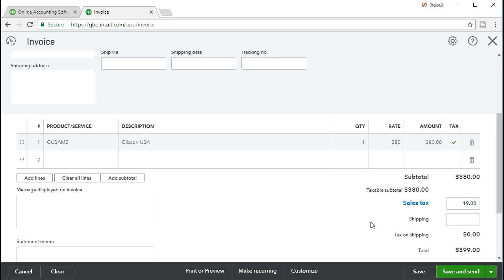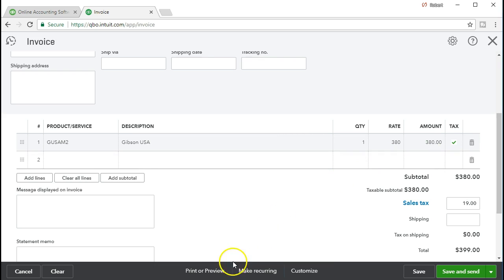Then we also have the fact that inventory is going down, and there's a cost of goods sold, an expense related to us selling that guitar. We didn't really earn $380. We earned $380 minus the cost of the guitar. We don't know the cost of the guitar. This is only the sales price, but the system knows it, and we'll see it when we go through and take a look at the financial statements.